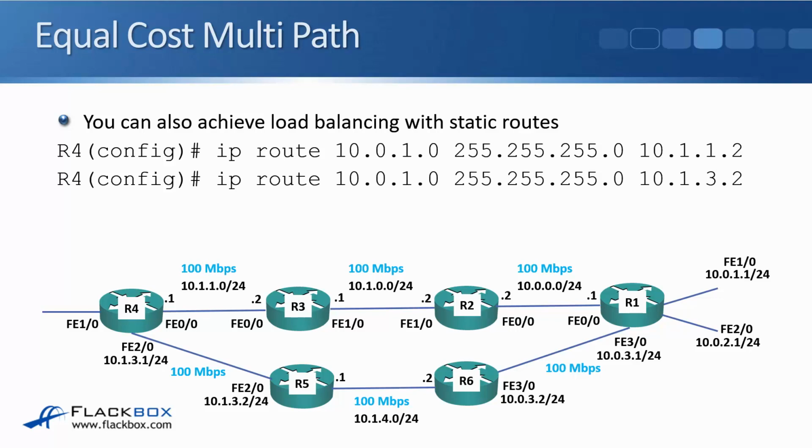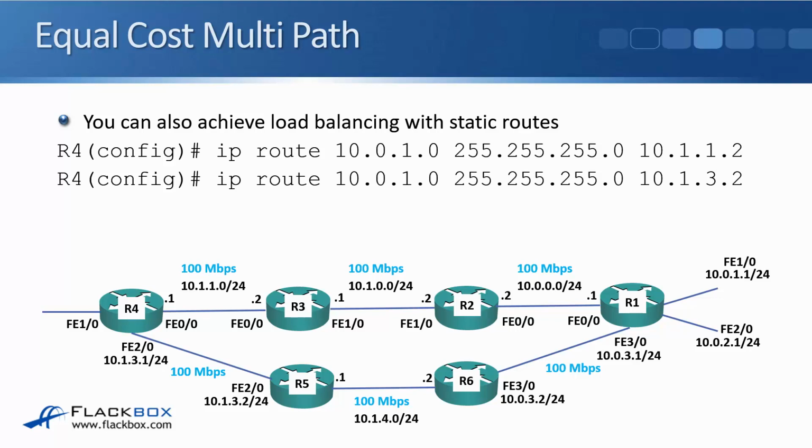You can also achieve load balancing with static routes. To do that, just configure two different static routes, both for the exact same subnet and the same subnet mask, but put in two different next hops. Again, that will install two different routes into the routing table and traffic will be load balanced over both of them. You can have more than two routes if you want. If you put in three routes, it would load balance over all three. Again, something that we covered in the earlier lecture when we looked at load balancing for static routing, this is the same for our IGP routing protocols as well.